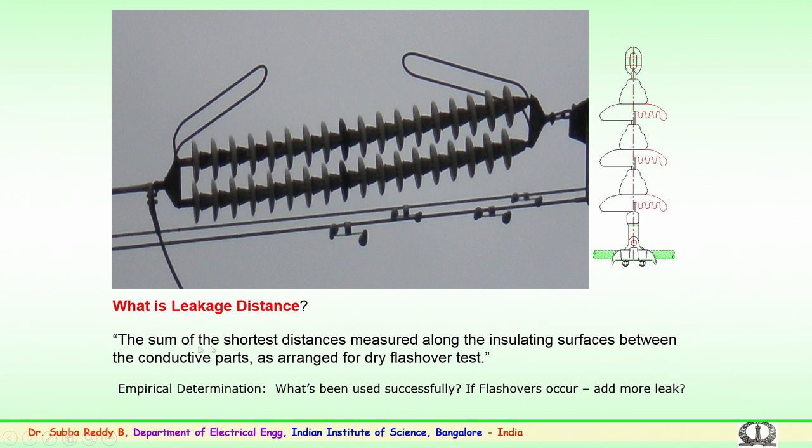Similarly, what is leakage distance? The leakage distance is the sum of the shortest distances measured along the insulating surface between the conductive parts, as arranged here. So, this shortest distance, each ceramic portion minus the metal parts, that is the cap and the pin, will constitute a leakage distance. The actual insulation provided for the entire string minus the metal parts will give you the leakage distance for the insulator string. Here we have to take from the first petticoat of the insulator on the surface here and again from here. So, the addition of this porcelain insulation will give you the leakage distance of any insulator string.